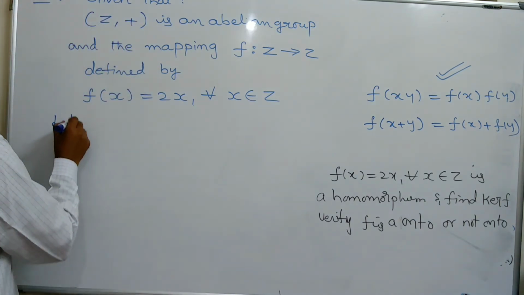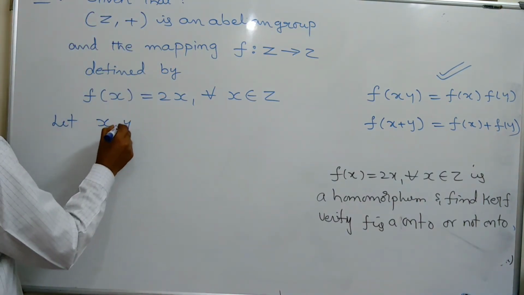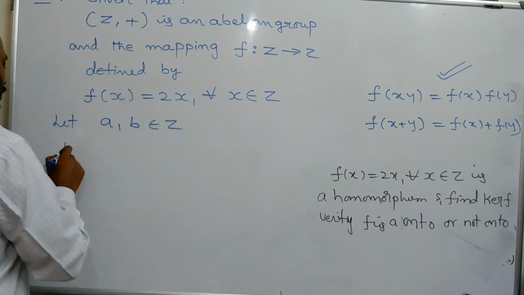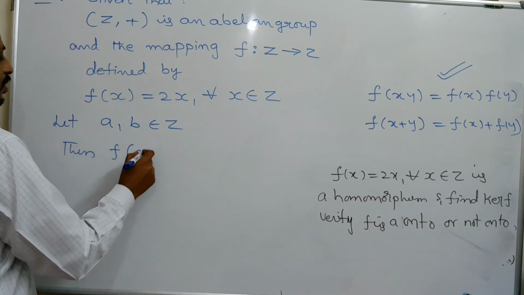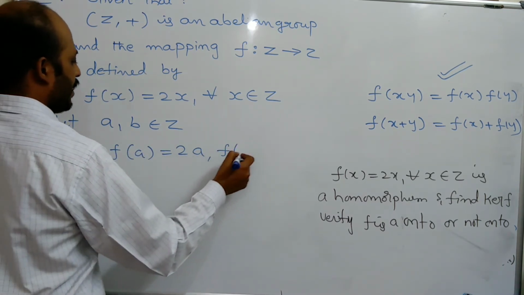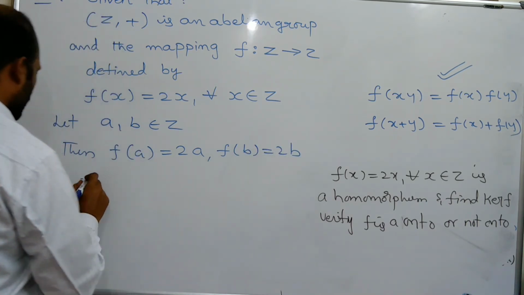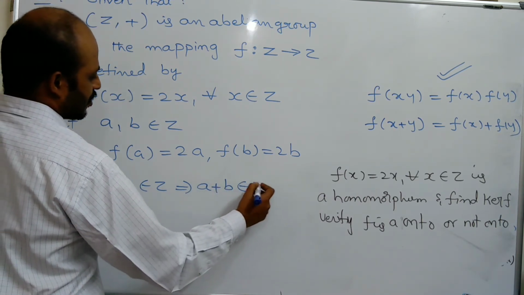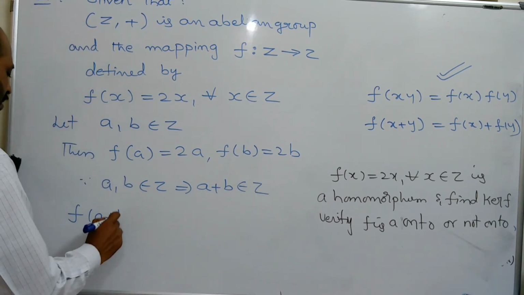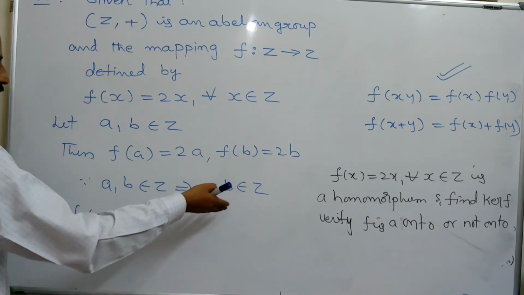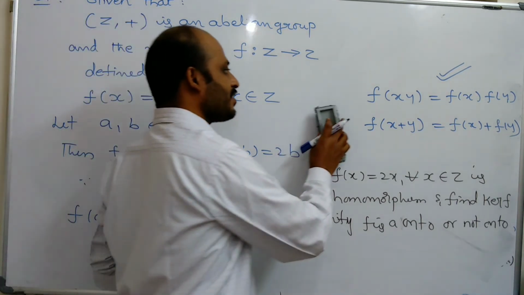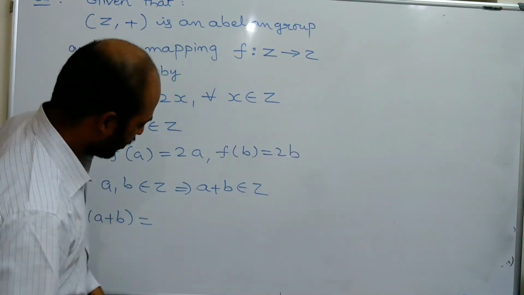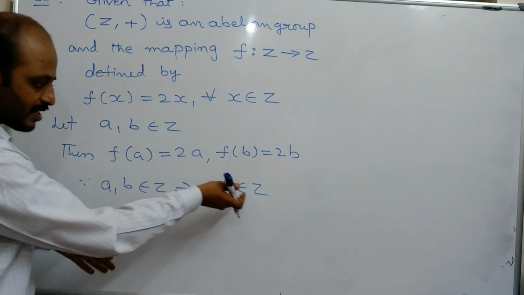So now let us take any two elements a comma b belonging to Z. Then by definition of f, f of a is equal to 2a, f of b is equal to 2b. Since a comma b belong to Z, it automatically implies a plus b also belongs to Z. Why did you say that a plus b belongs to Z? We know that the sum of two integers is again an integer. So a comma b are integers, and their sum is also an integer.